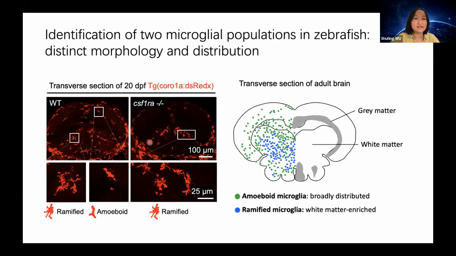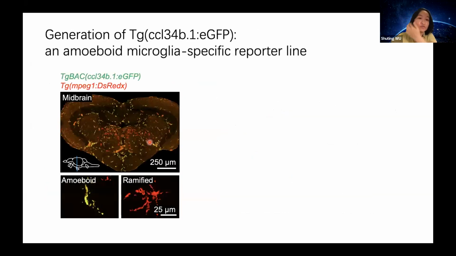So we were fascinated by these two kinds of microglia, and we went on to search for any specific markers that can mark only one population of microglia. Luckily we got this marker called ccl34b.1, which is a chemokine, and we found that this gene can specifically mark the amoeboid microglia.